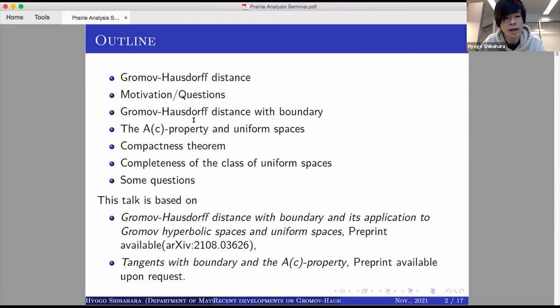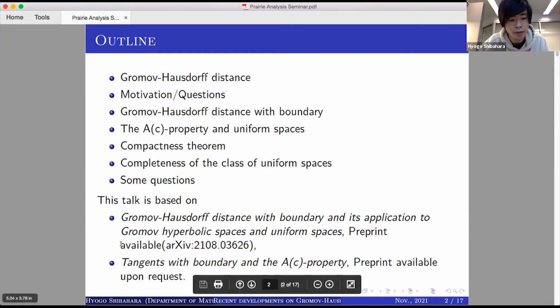metric spaces. And in order to give a compactness theorem, I would like to introduce these two boundary controls, the AC property and uniformity. And I'm going to state the compactness theorem later. And I'm going to present some other results as well. And this talk is based on the preprint already available on the arXiv and a second one that is work in progress.